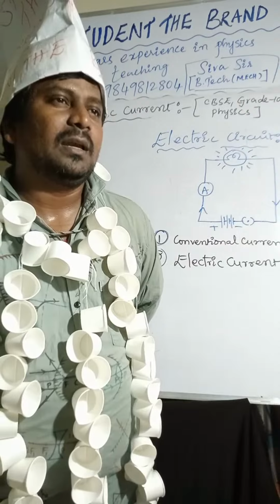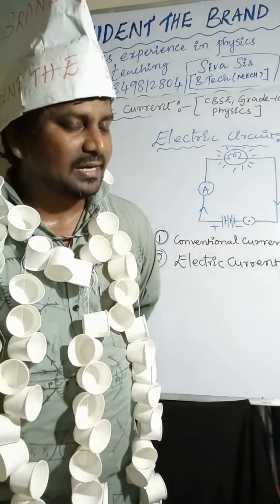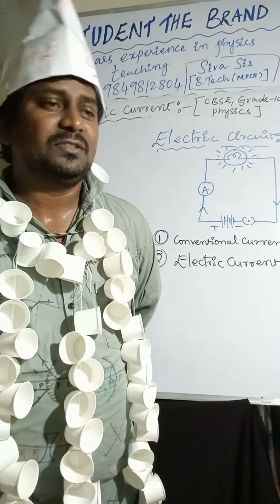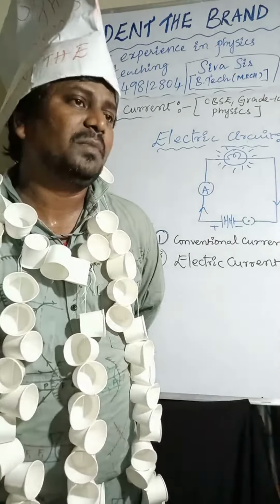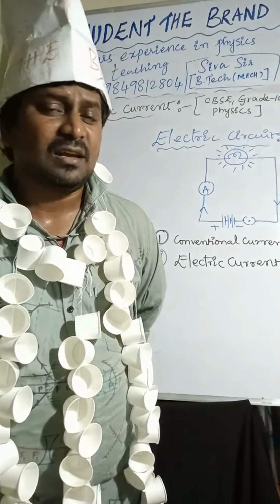Coming to the next one, electric circuit. A continuous and closed path of an electric current is known as an electric circuit. Cell, battery, open switch, closed switch, resistor, rheostat, ammeter, voltmeter, bulb, wire joining, wire crossing. These are the electrical components.